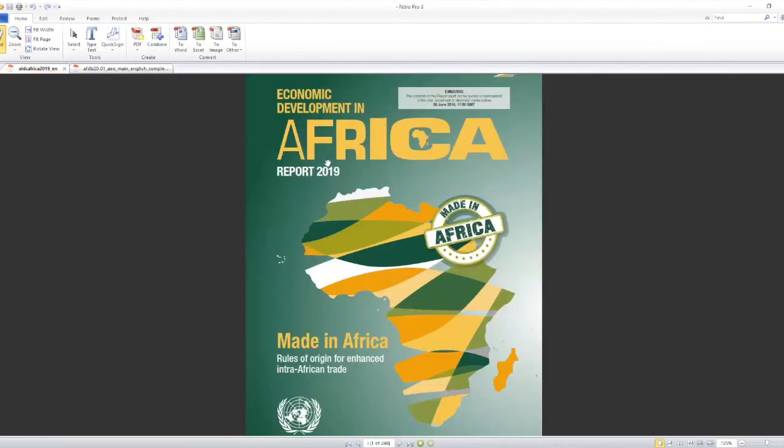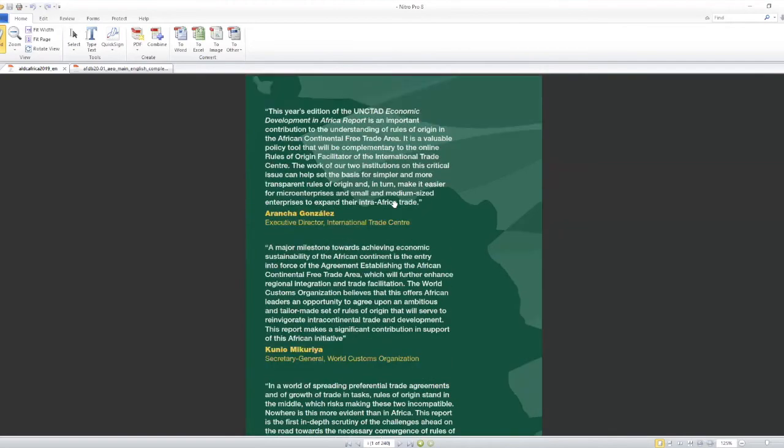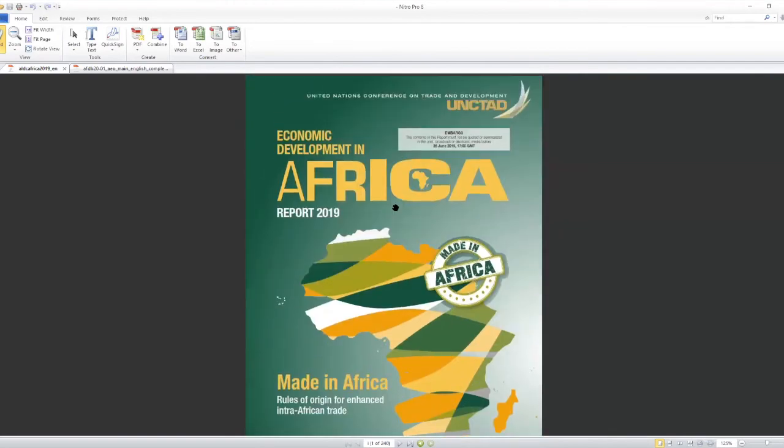This one is the Economic Development in Africa report. This is the 2019 edition. The 2020 edition is yet to come out. And again, the theme for this one is Made in Africa, Rules of Origin for Enhanced Intra-African Trade. And it is by the United Nations, I think, it's UNCTAD, so United Nations Conference on Trade and Development.